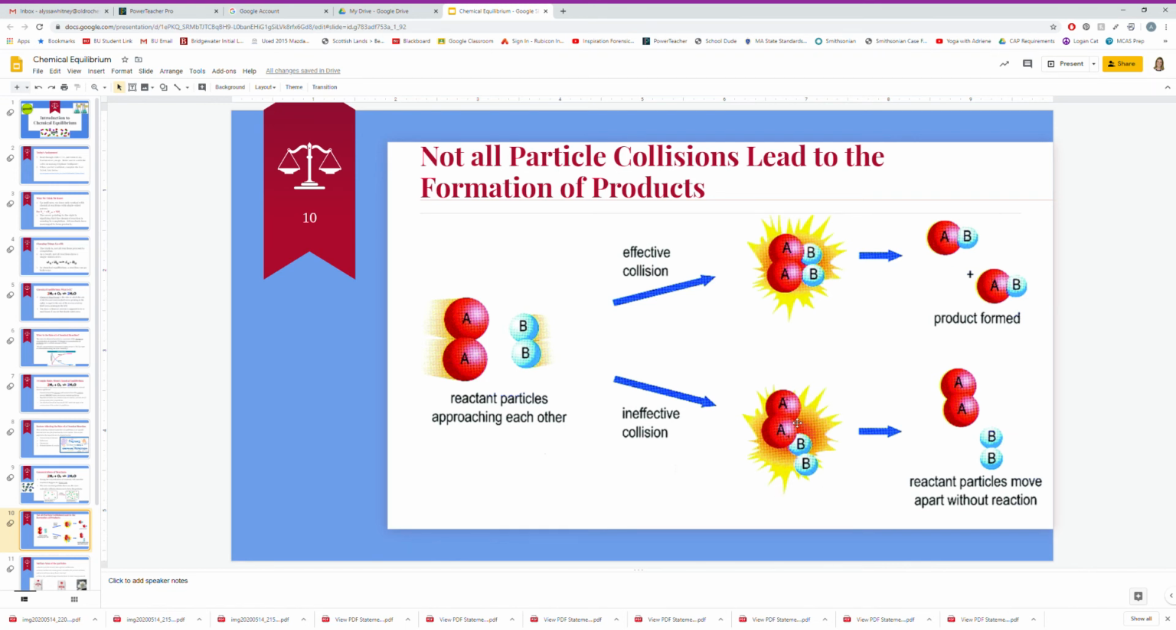So this collision is not going to result in the formation of product. These particles are just going to bounce off one another. So more concentration means that you have a greater probability that more particles are going to collide in the proper orientation to create product.